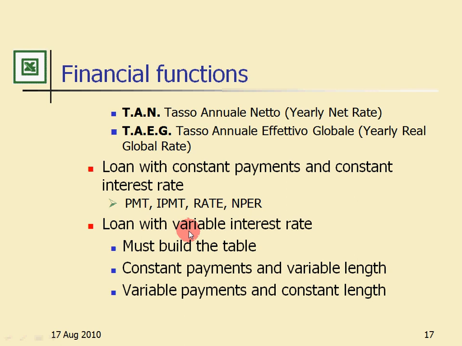This has an automatic implication. Either the duration changes, so you continue to pay the same amount of money, but the duration changes. Okay, in this case you have constant payment and a variable length, or the duration is fixed, but in this case what changes are your payments. So if your interest rate is variable, either the duration or the payment must vary.